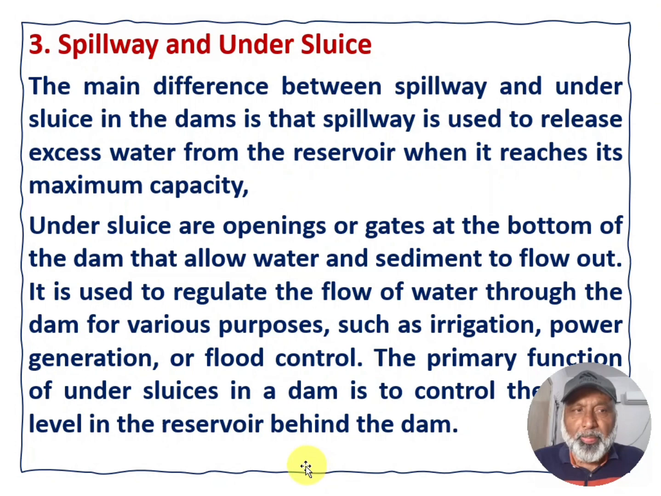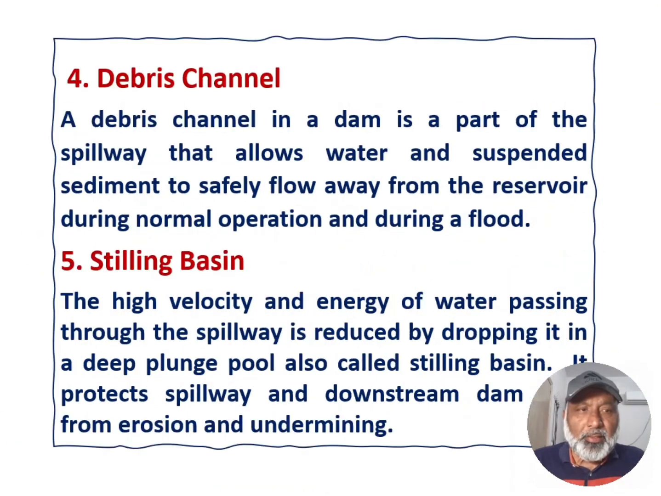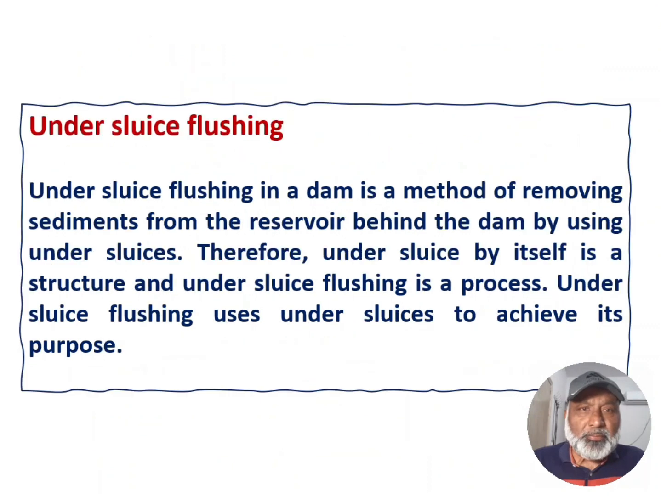There is one process, undersluice flushing. Undersluice flushing in a dam is a method of removing sediments from the reservoir behind the dam by using undersluices.